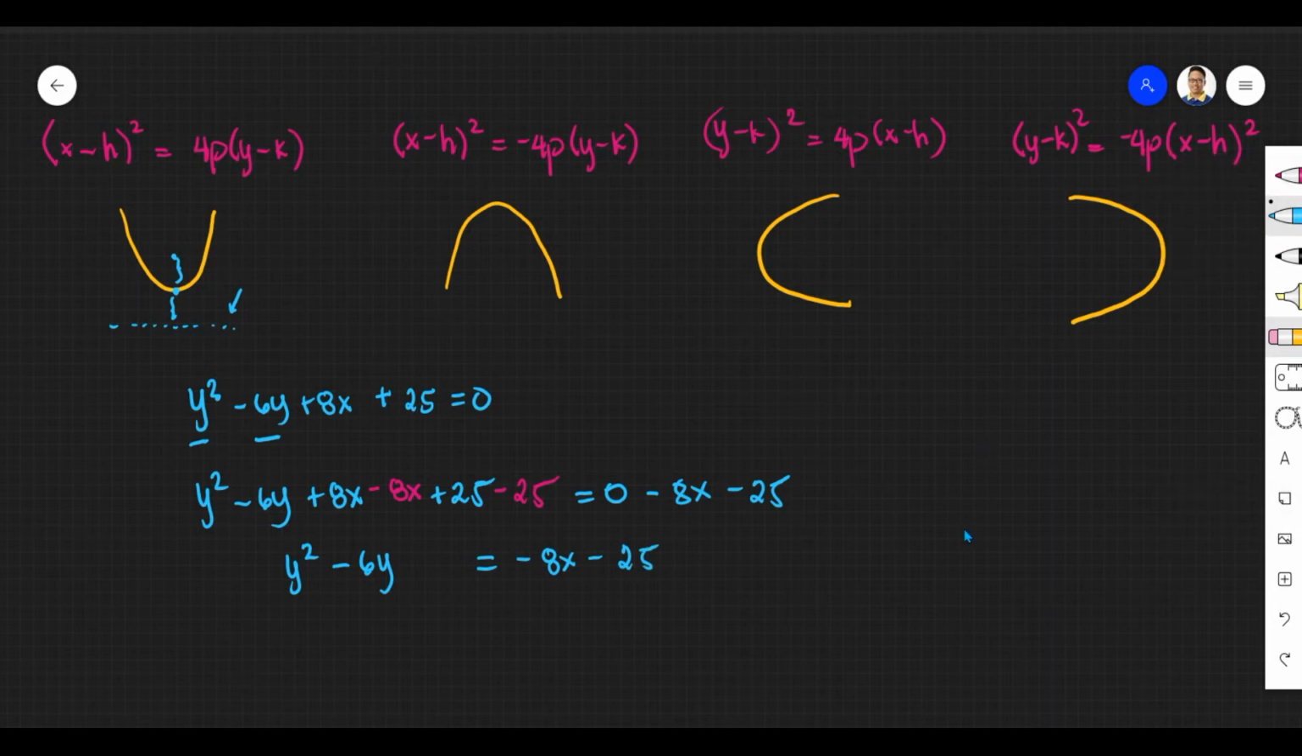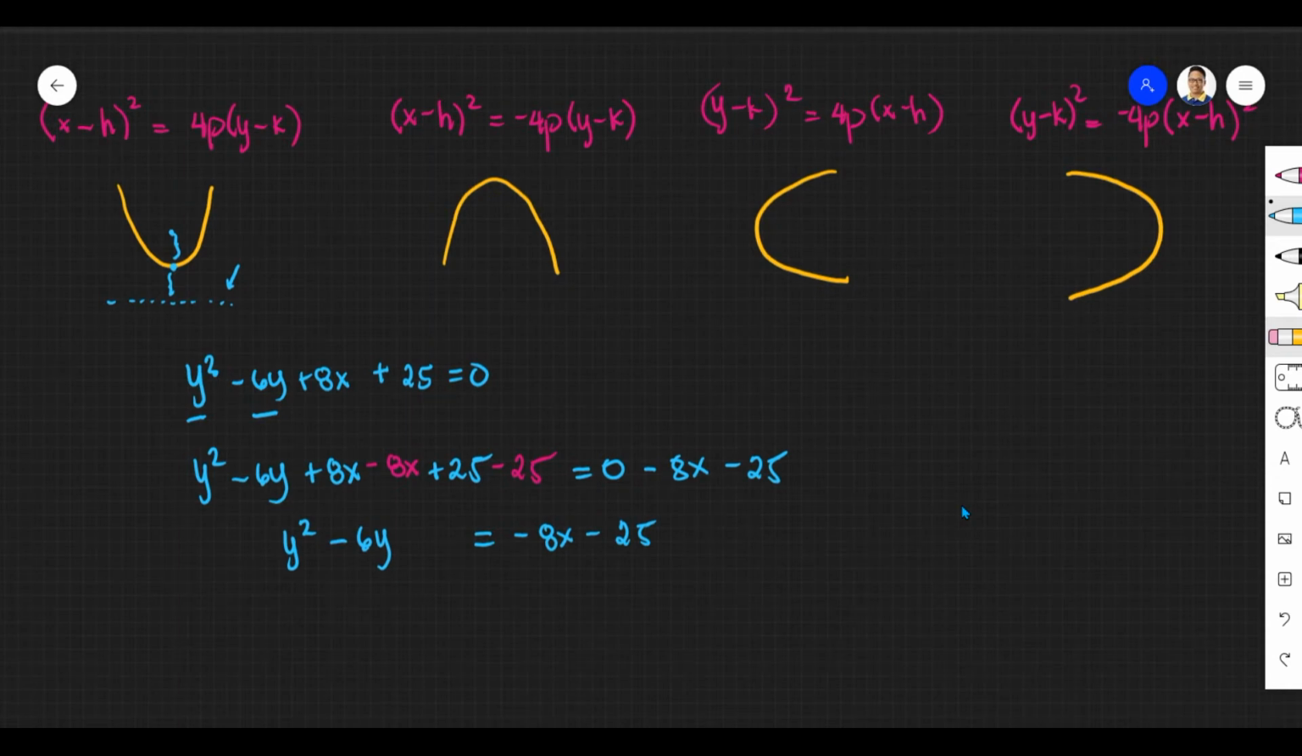We are going to do completing the square on the left side and take the numerical coefficient of the linear term. The linear term is negative 6y. Take the numerical coefficient of that term, divide it by 2, and get the square of it. Add it to both sides of the equation.